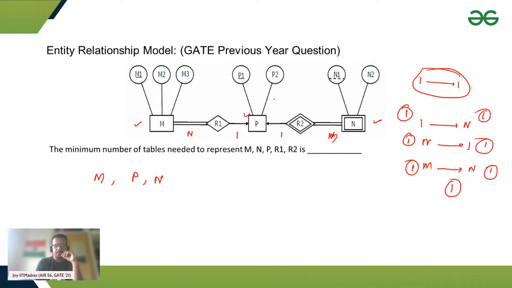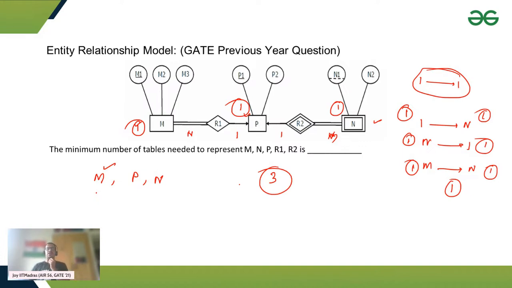So for this M, P, N, we'll be having one table, and we can see that M to P is a many to one relationship. So for that we'll be having one table representing M. For P there will be one table. And again we have P to N, which is again a many to one relationship, hence it will have one table here. And for P there is already a table. So in total we will be having three tables.